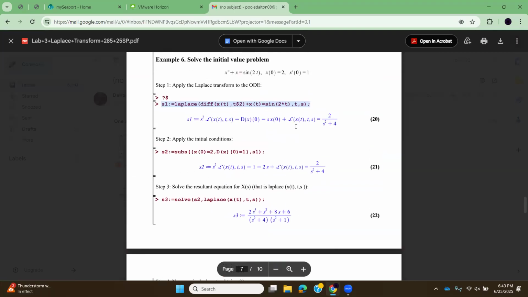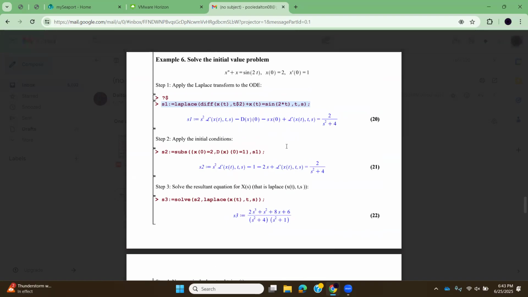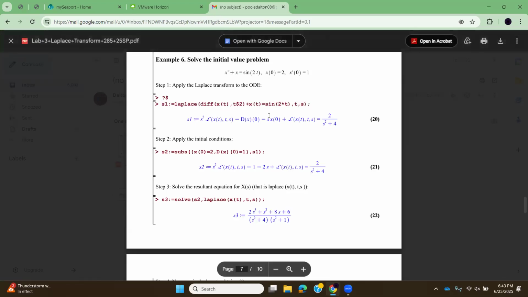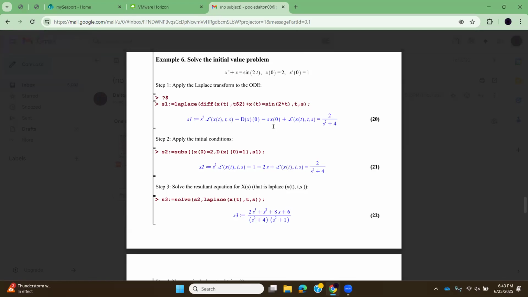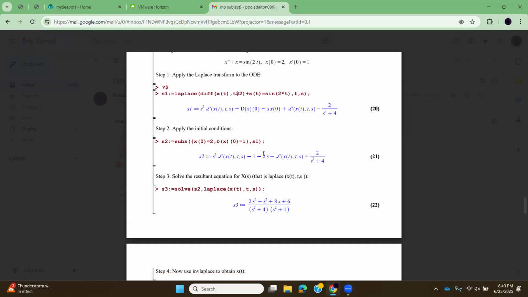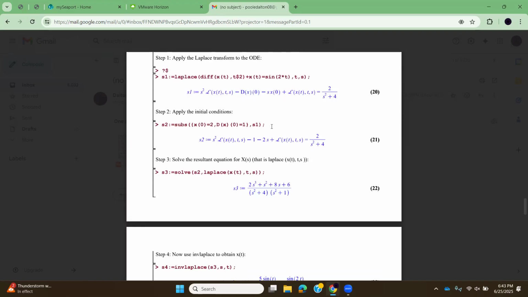If you were to solve this by hand, you should get something that looks somewhat similar to this, just with different notation. This always looks the same: the 2 over s squared plus 4, because that's just what the Laplace transform of sine gives, b over s squared plus b squared, right? That looks the same. So now we're going to apply our initial conditions.